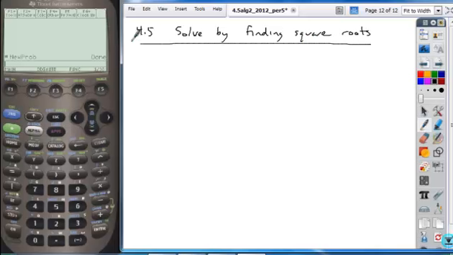So the topic is solving by finding square roots, and there's a couple different ways that you're going to hear this described. In addition to it just saying solve by finding the square root, you might see it explained as extract the square root.